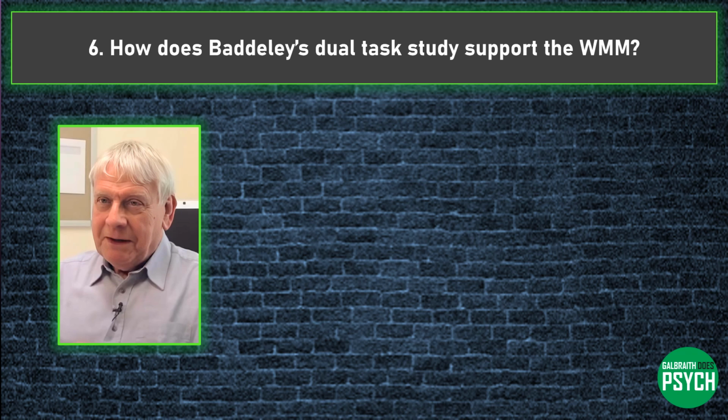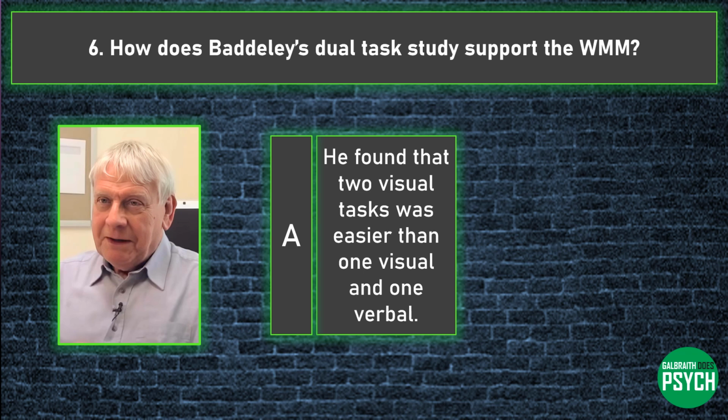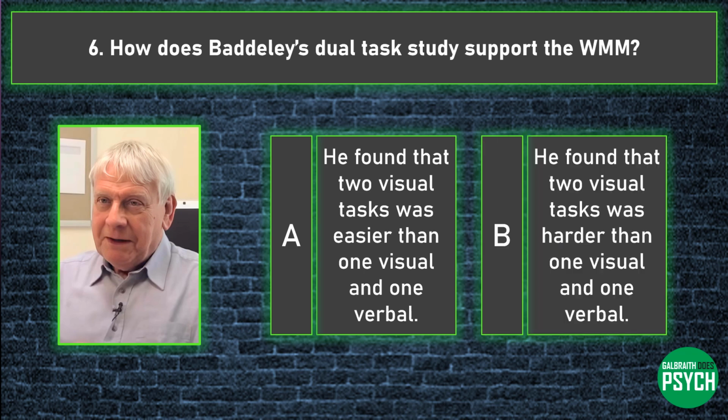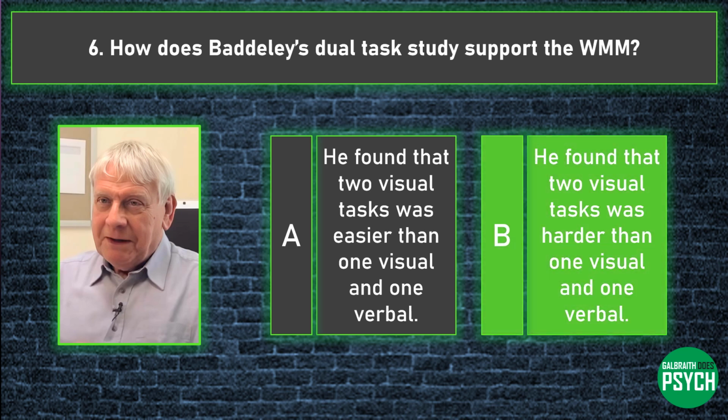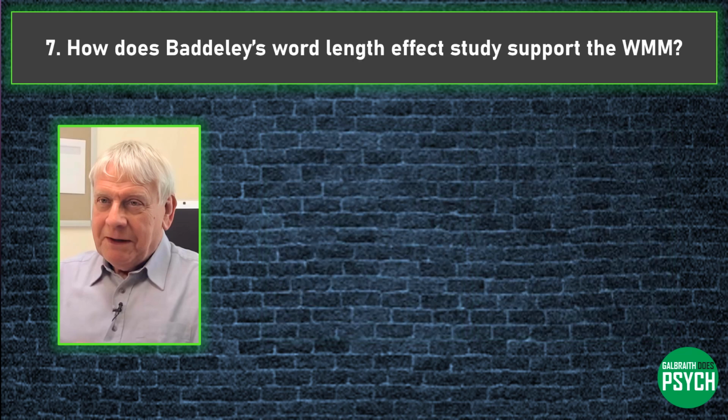Question 6, there he is, look, Alan Baddeley. How does Baddeley's dual task study support the working model? Is it A, he found that 2 visual tasks were easier than 1 visual and 1 verbal? Or is it option B, that he found 2 visual tasks were harder than 1 visual and 1 verbal task? Remember that the model says that we've got these different components that can handle things separately. It is that he found 2 visual tasks was harder. Participants made more mistakes, because for both tasks they are using the VSS. Limited capacity.